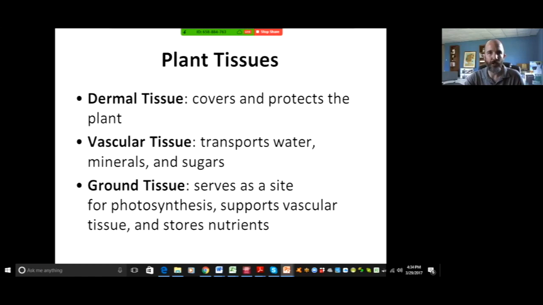But moving into the tissues of the plant, you have dermal tissue, vascular tissue, and ground tissue. The dermal tissue is what's on the outside. It covers and protects the plant. The vascular tissue is the xylem and the phloem, which moves everything around inside the plant, kind of the circulatory system of the plant. And then the ground tissue is kind of everything else. It's a storage system. It's a site that contains the chloroplast for photosynthesis, and it's a supporting mechanism for that vascular tissue. Think about it like the fat of a human or an animal, for that matter.